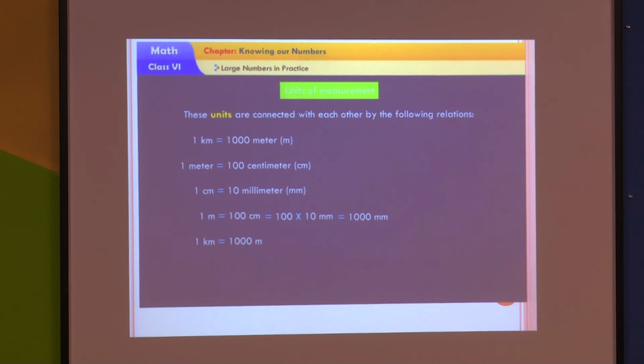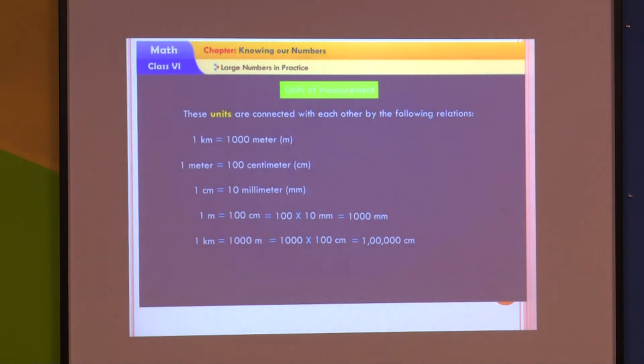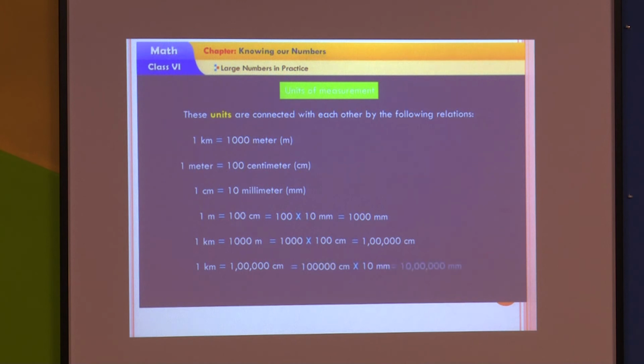1 kilometer is equal to 1000 meter, which is equal to 1000 into 100 centimeter, which is equal to 1 lakh centimeter. 1 kilometer is equal to 1 lakh centimeter, which is equal to 1 lakh centimeter into 10 millimeter, which is equal to 10 lakh millimeter.